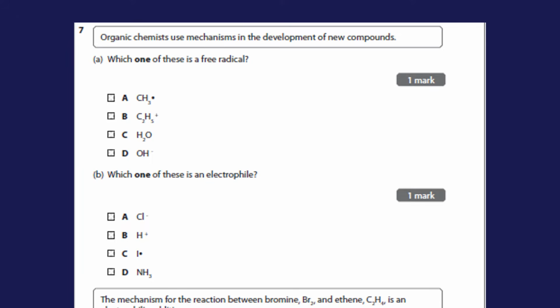Which of these is a free radical? Well, a free radical we represent with a dot to show an unpaired electron. This is the only one that has that dot, that unpaired electron. Which of these is an electrophile? Electrophiles will accept a pair of electrons and are usually positive or delta positive. So what's screaming here is this positive. That's going to be my electrophile.